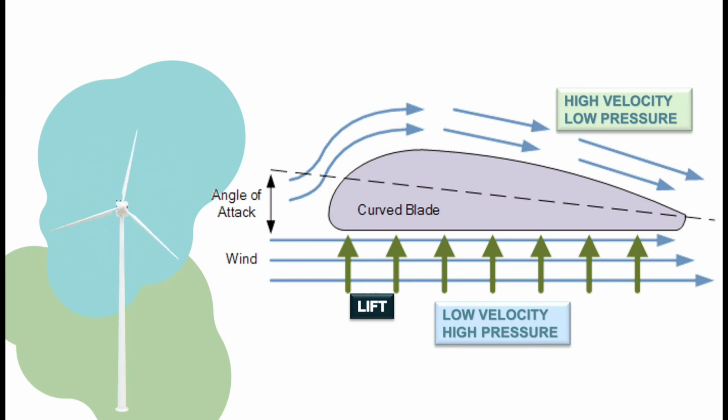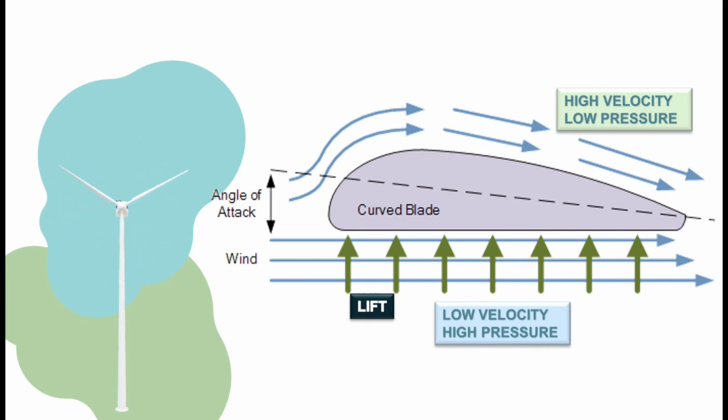So let's take a look at the diagram of the blade of a wind turbine. A wind turbine turns wind energy into electricity using the aerodynamic force from the rotor blades, which work like an airplane wing or helicopter rotor blade.